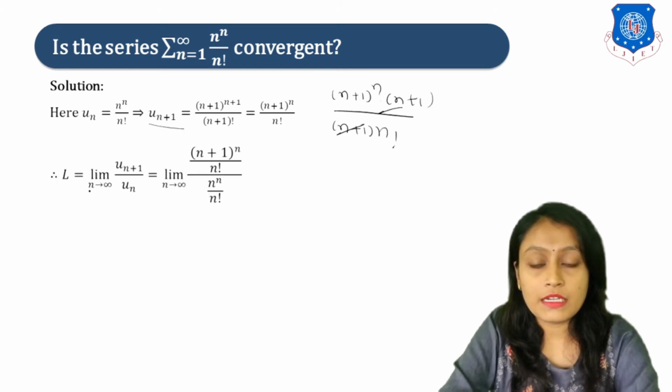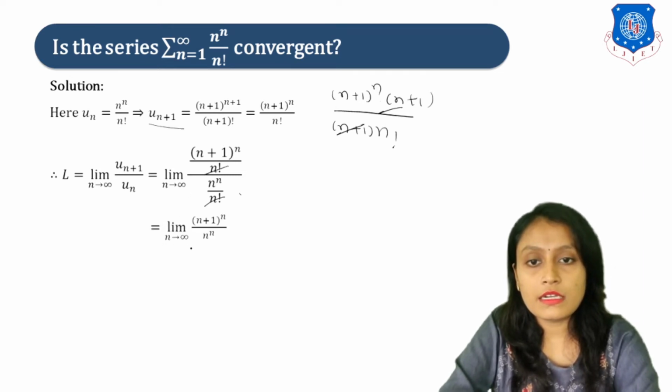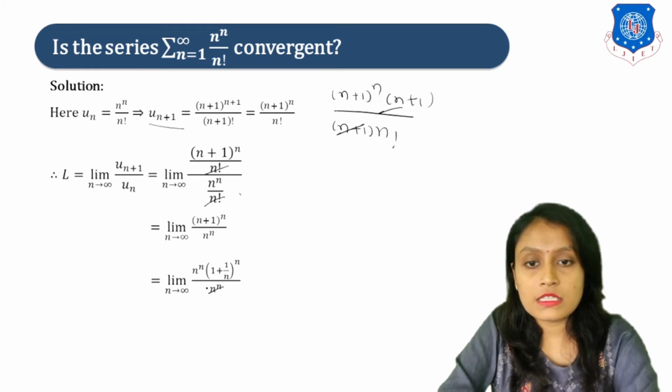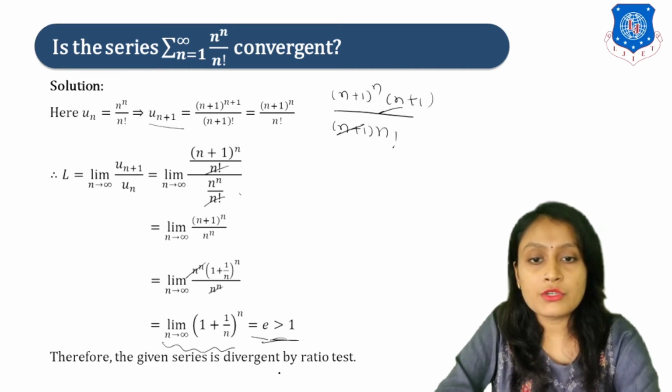Now we will find L, that is limit n tends to infinity, un+1 upon un. Substitute the answers of un+1 and un. Now this n factorial will get cancelled. What remains is limit n tends to infinity, (n+1) whole raised to n, and here n raised to n. Now take n common from the numerator. So here we have n raised to n and (1 + 1/n) whole raised to n, upon n raised to n as it is, and these get cancelled. And we know limit n tends to infinity, (1 + 1/n) whole raised to n is equal to e, which is greater than 1. So by the ratio test we can say that the series is divergent.